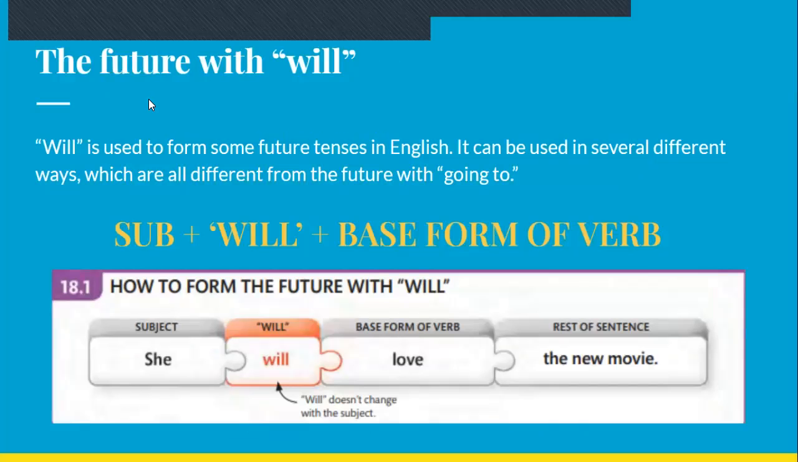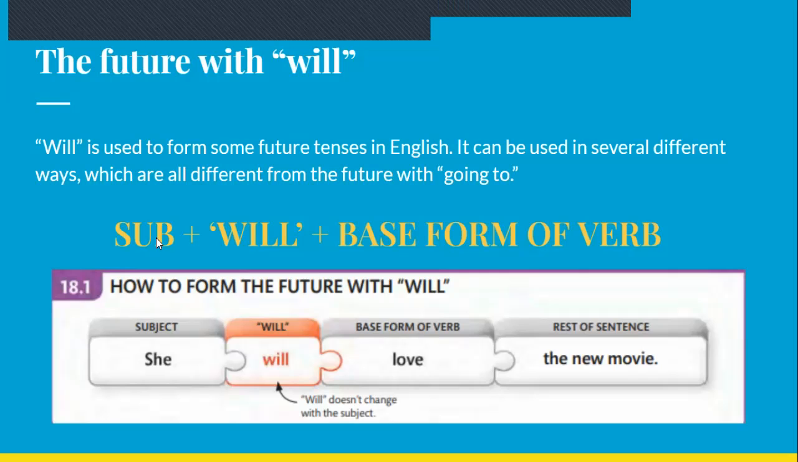Okay, so the future with will. We have seen one auxiliary verb, going to. Now we're going to talk about will. Will is also used in future simple to form some future tenses in English. It can be used in several different ways, which are all different from the future with going to. Will is used to form future simple sentences in different ways than going to.